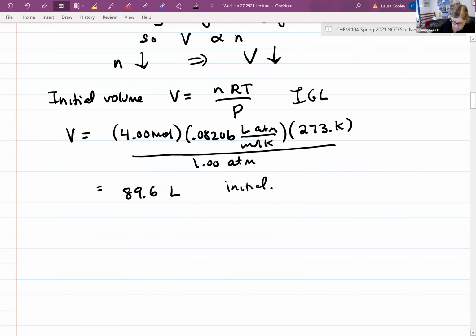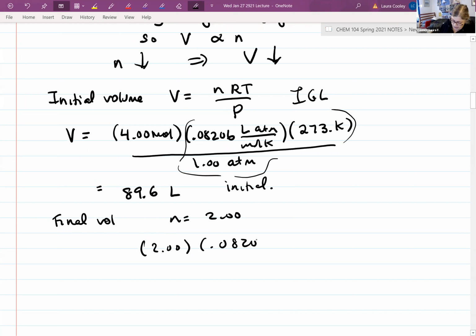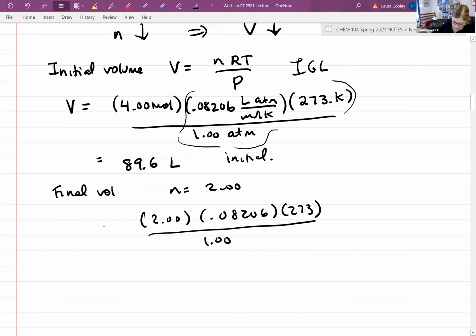So the final volume, well, now at the end, I only have 2 moles. So n is equal to 2. So instead of 4 times all this stuff, I now have 2 times the same stuff. Right, so it's going to come out to half of what we just calculated, which is 44.8 liters.